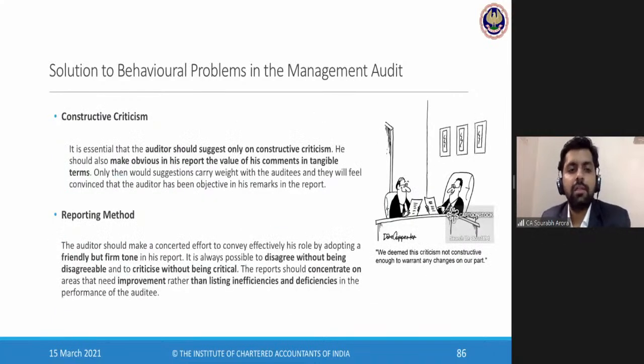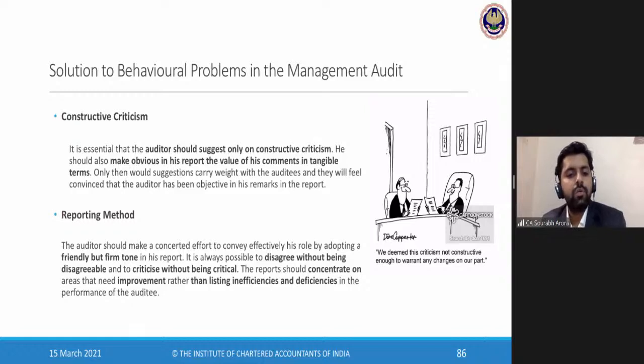Then you should give them constructive criticism only. Only constructive criticism. Make obvious in the report the value of your comments in tangible terms. Wherever it is quantifiable, tell them that this much benefit will be brought to your department. Then you should develop a friendly but firm tone. Disagree without being disagreeable. Criticize without being critical.